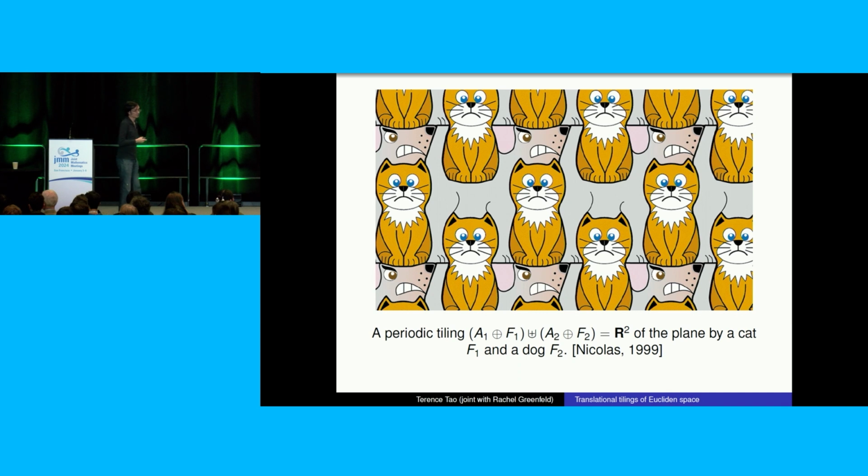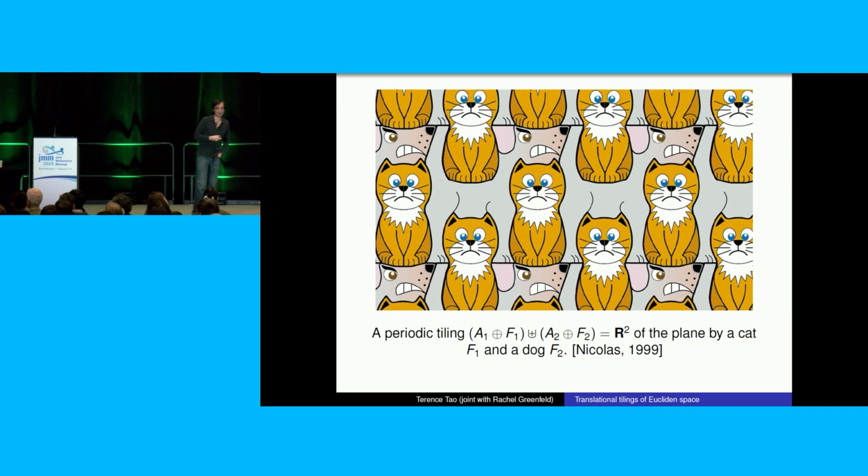This is a periodic tiling with two sets, a cat and a dog. So the cat and dog do not tile space separately, but together they do. And the set of shifts, I think there's twice as many cats as dogs. So the set of shifts are a bit different, but they're both periodic with the same lattice. So this is also considered a periodic tiling.